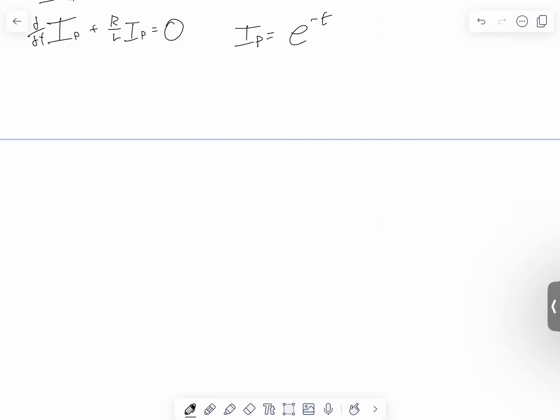Negative E to the negative t. I plug that in, I get derivative equals negative original equals positive E to the negative t. That almost cancels. What about that darn R over L? How could I get that? What if I multiplied the proposal by R over L? What would di dt then be?